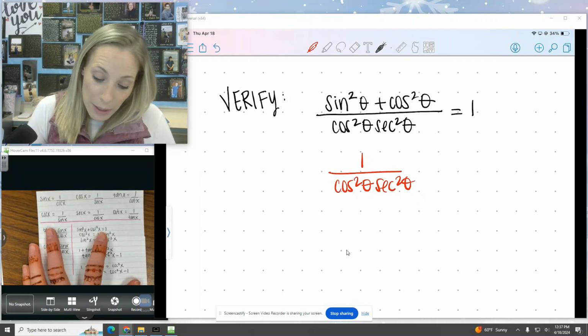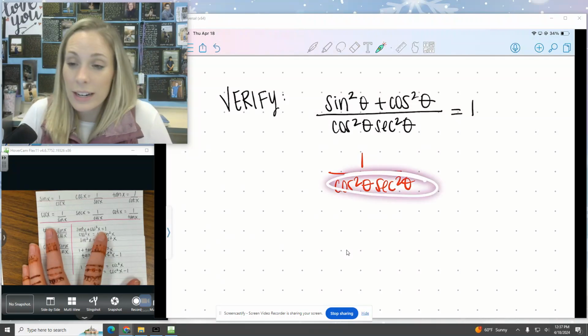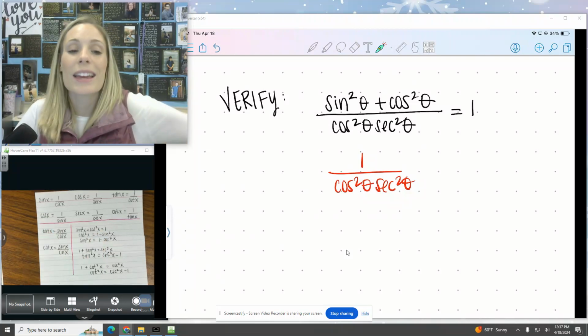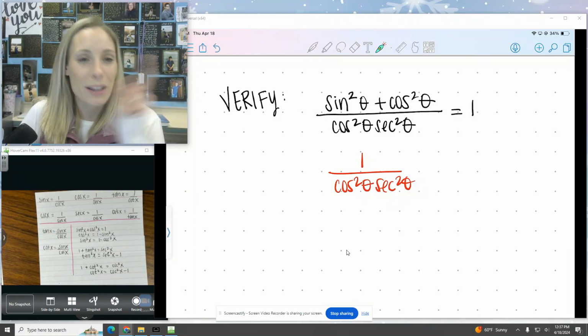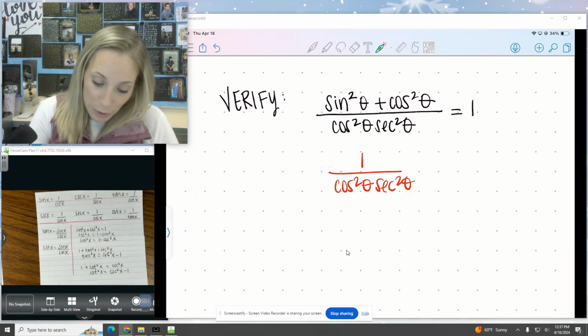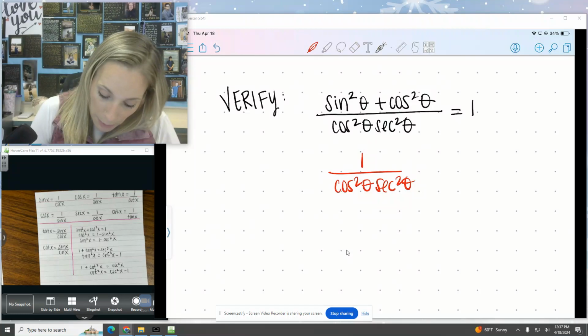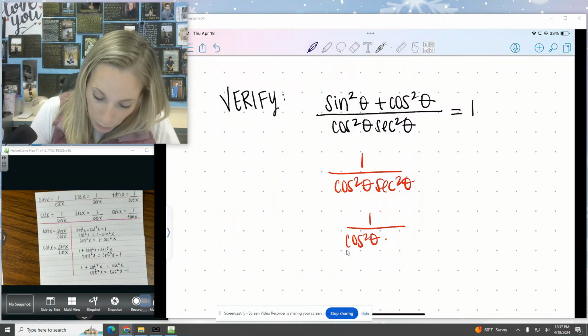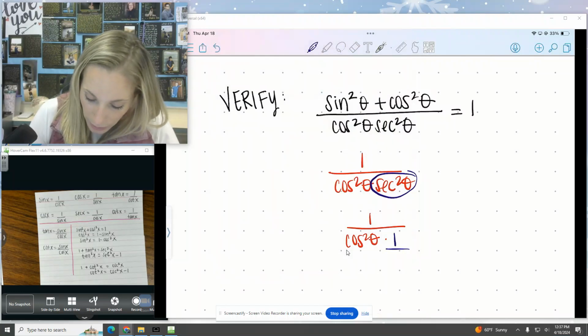Now, a lot of you guys, because of the talk that I just gave you, recognize that right there. Cosine squared of theta times secant squared of theta is 1, because they're reciprocals. But if you don't believe me, you could say, you know what, I'm going to put 1 over cosine squared of theta and I'm going to multiply by this right here, which is 1 over cosine squared of theta.